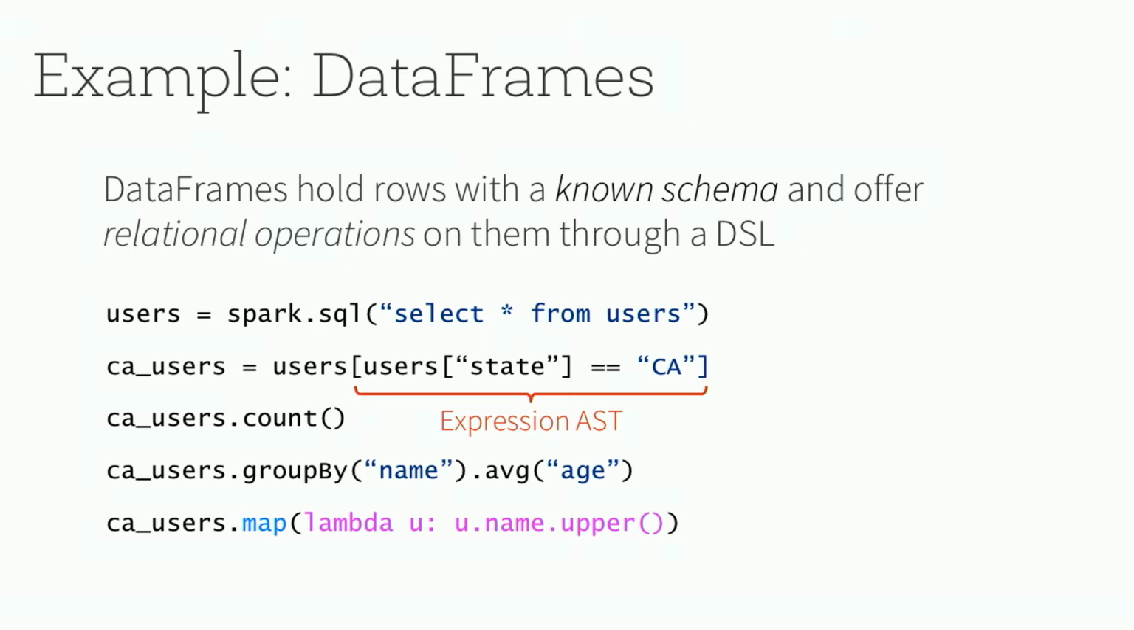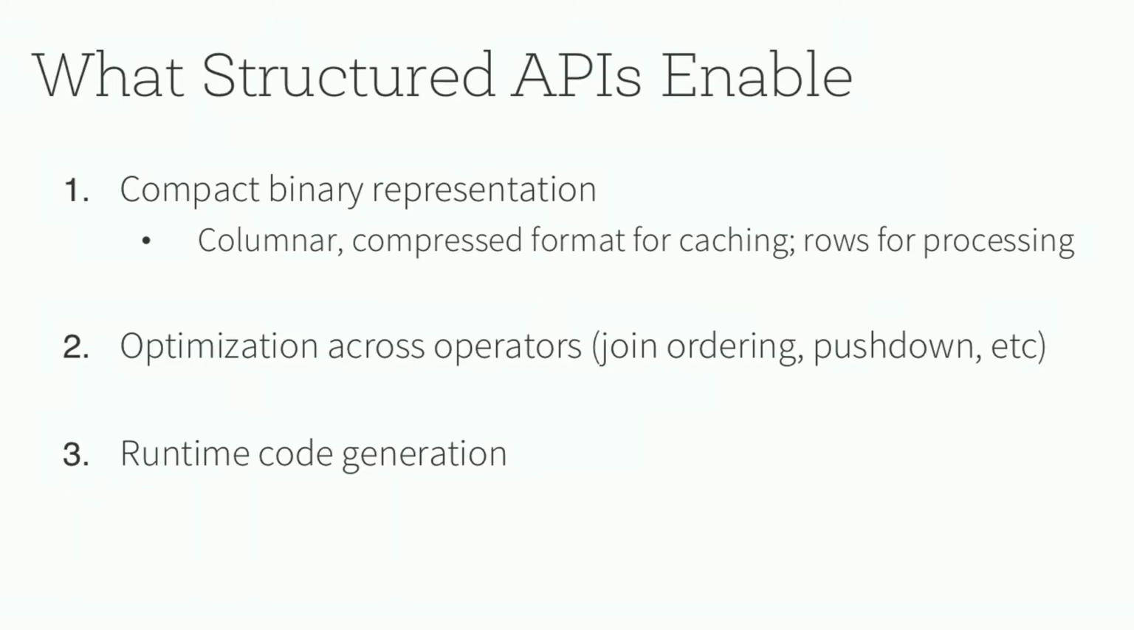Now, what do these APIs enable? Because we can understand the data model and because we can understand the expressions, we can do three pretty nice things underneath them. So first of all, we can have a compact binary representation of the data. We actually store data in a columnar format when you're caching it long term. We store it in a row format for processing, but it's never like a giant graph of Java objects with pointers between them. So it's actually just more efficient to store.